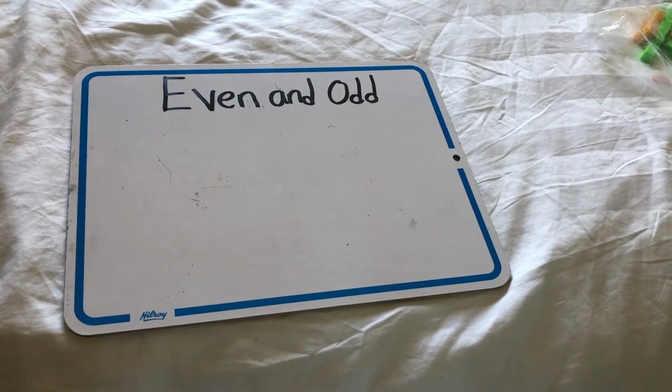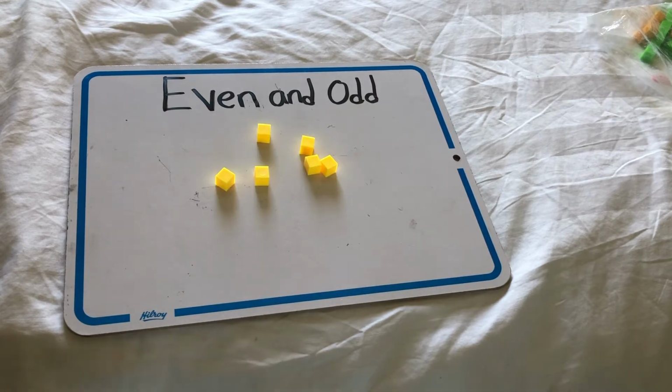Okay, bookcakes. Today we're going to start our new math unit called Even and Odd Numbers. So what makes a number even and what makes a number odd? Even numbers can be grouped into two. Odd numbers cannot be grouped into two. Let me show you an example.